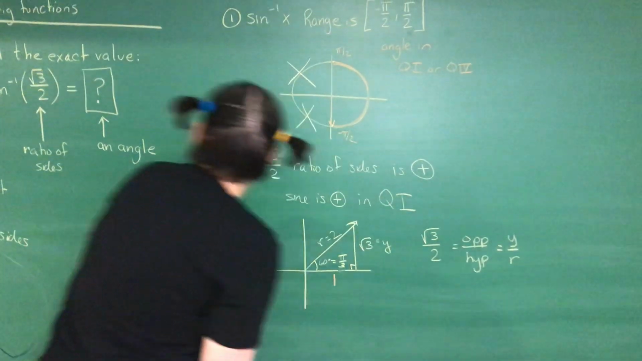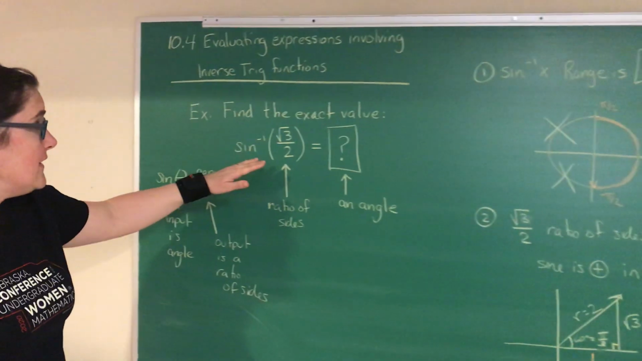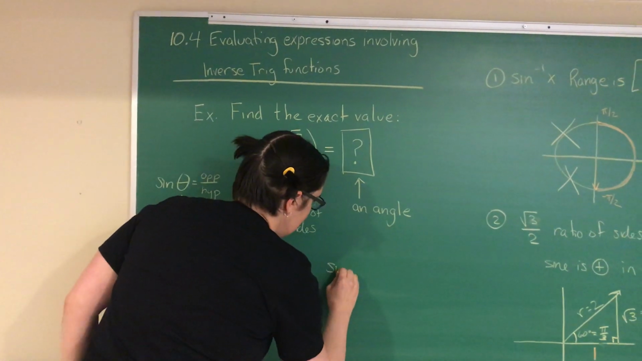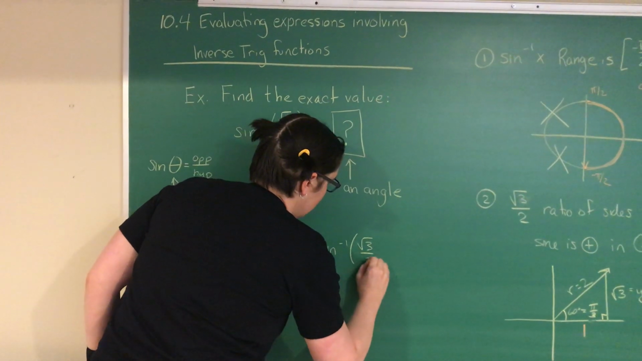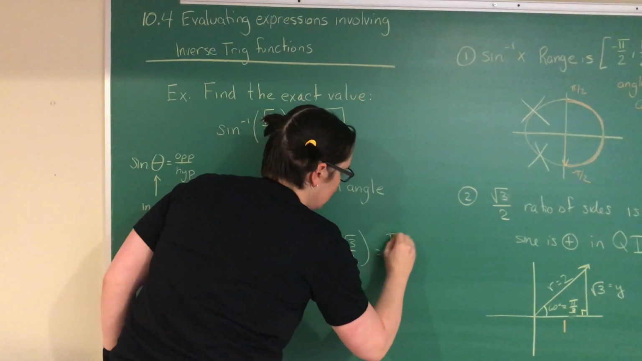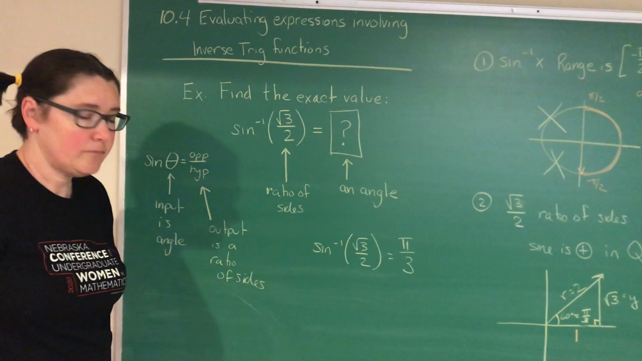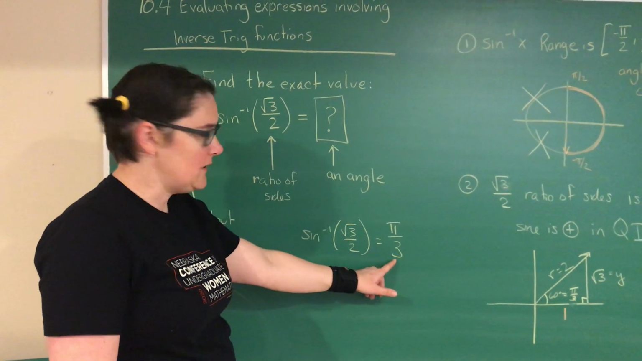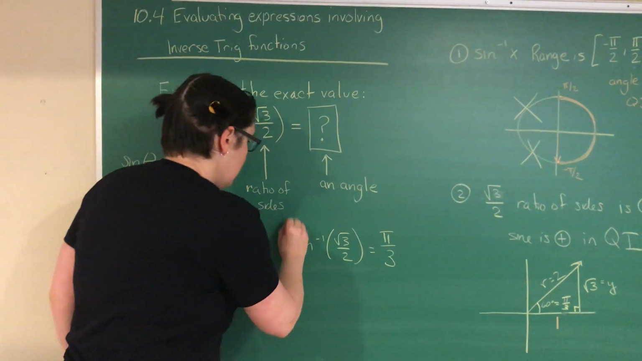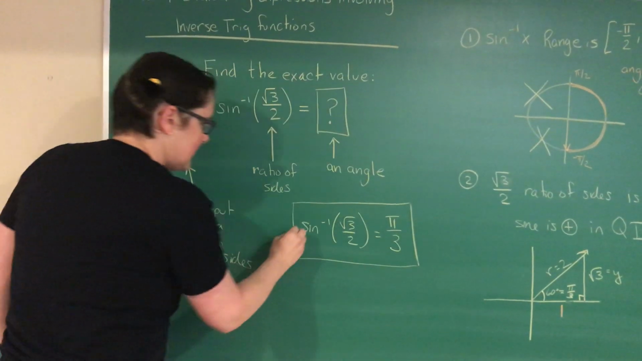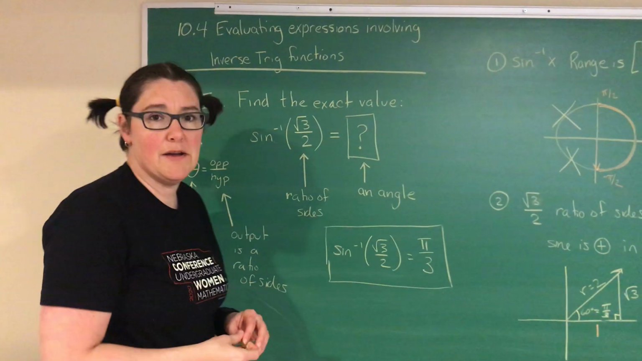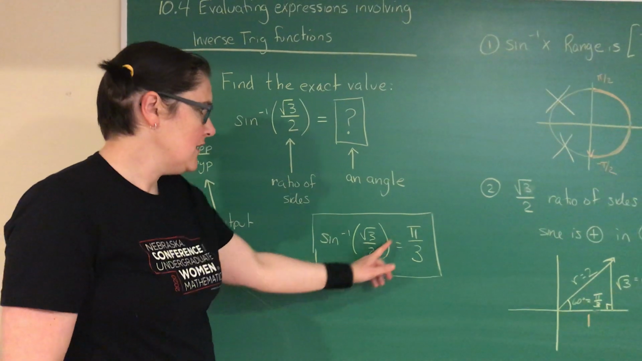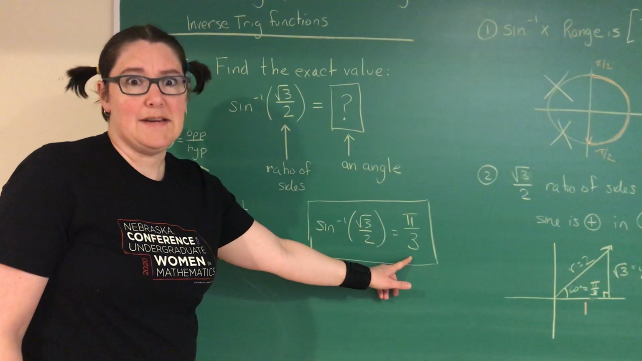Okay? So back to our question, find the exact value of inverse sine of root 3 over 2. The answer is that the inverse sine of root 3 over 2 is pi over 3. Another way to think about this is that the sine of pi over 3 is root 3 over 2. So we have evaluated our first example. Arc sine of root 3 over 2 is pi over 3. The input into the inverse sine function is a ratio. The thing that we're trying to get, the output, is an angle.